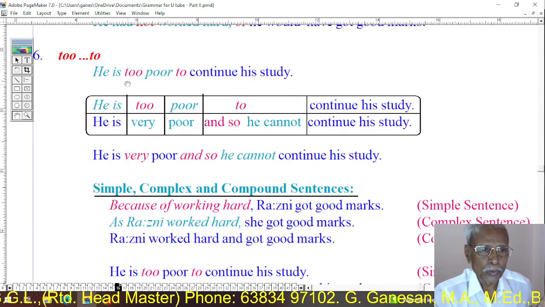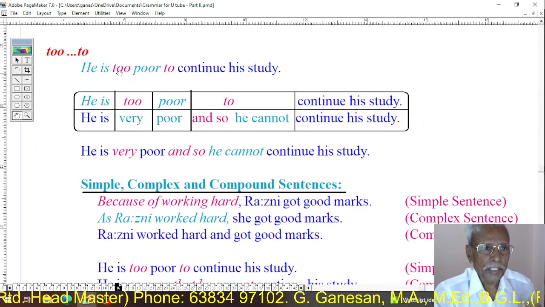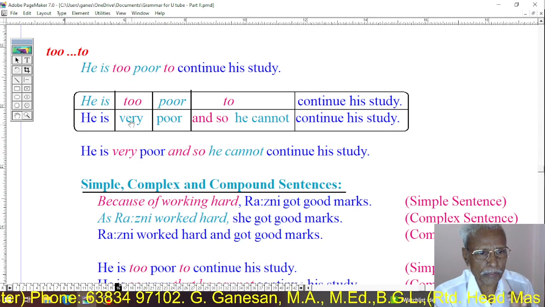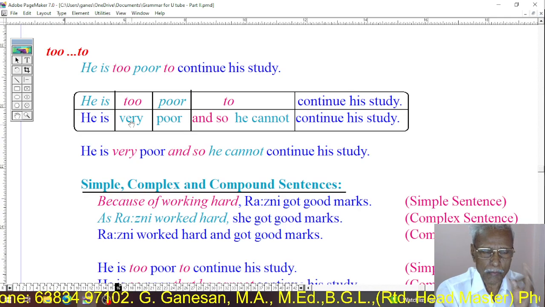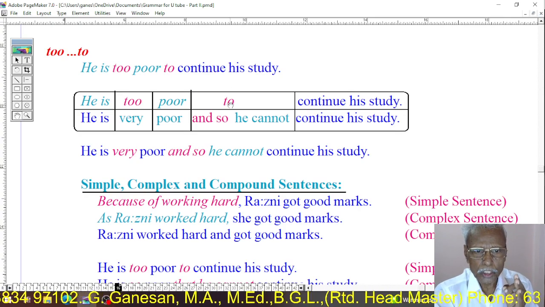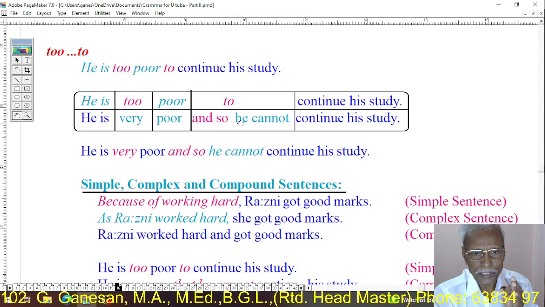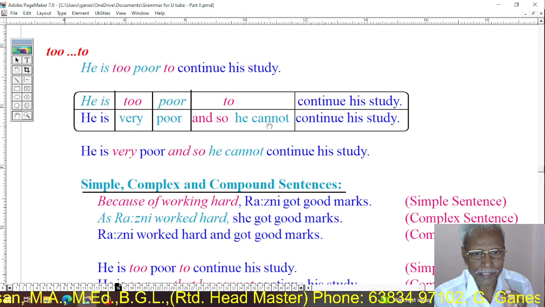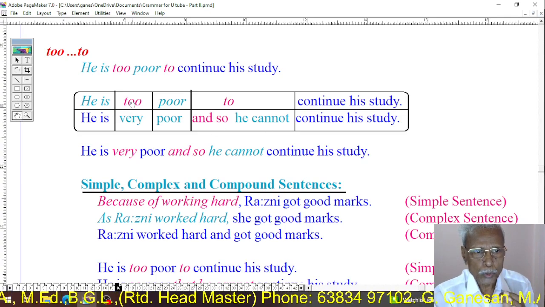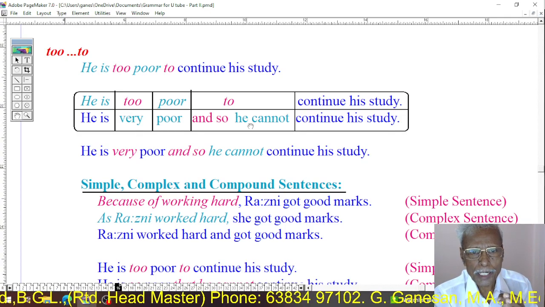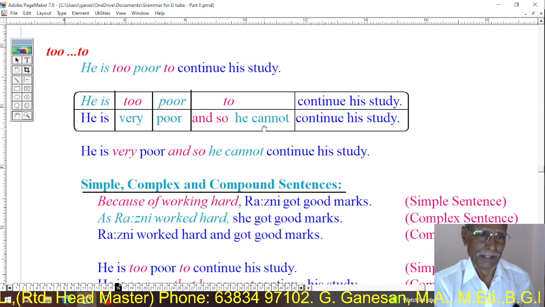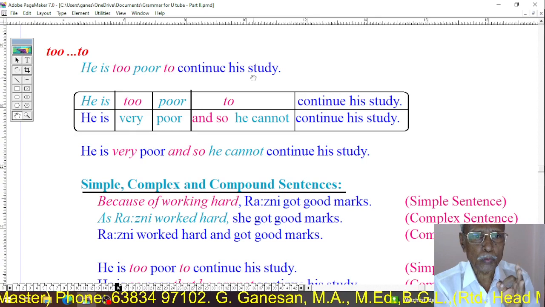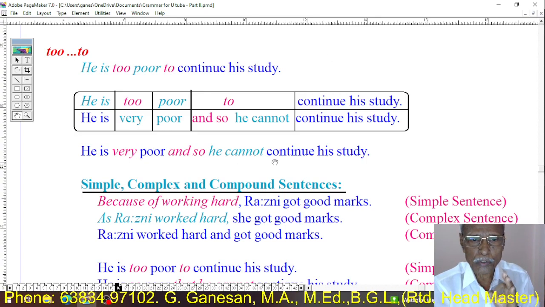Then "too", the complex. Here, he is too poor to continue his study. "Too" should be replaced by "very", and "to" should be replaced by "and so". Then cannot or could not: if it is present tense, cannot; if it is past tense, could not. So: he is very poor and so he cannot continue his study.